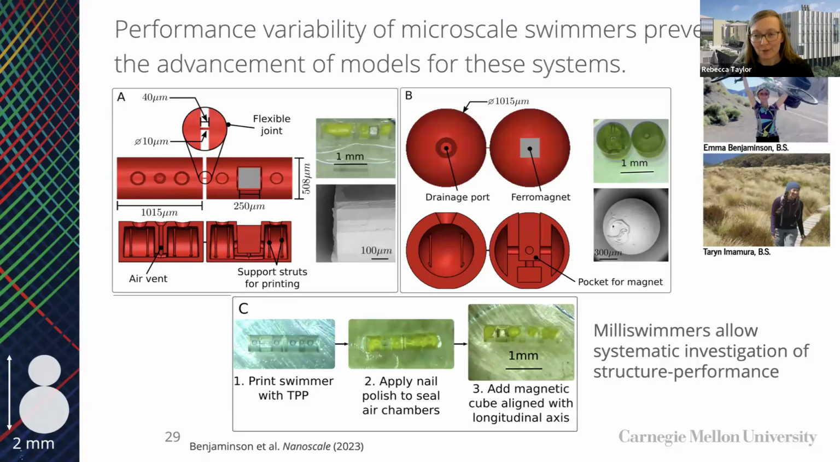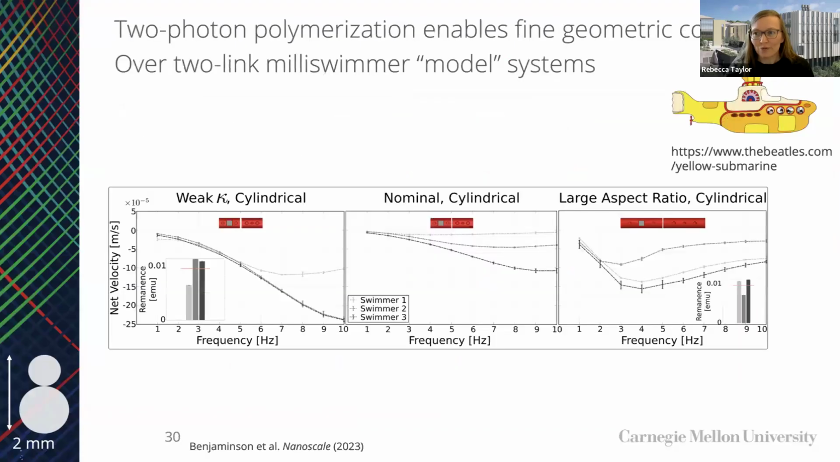We basically finally had a platform where we could say, we can control the geometry and make a highly replicable geometry. And we can then explore how these things swim when you have a cylinder, when you have spheres, when the sphere relative sizes are different, when the cylinder aspect ratios are different. All right, so this was the work of Emma Benjaminson and Taryn Imamura. And with this, we found something really interesting.